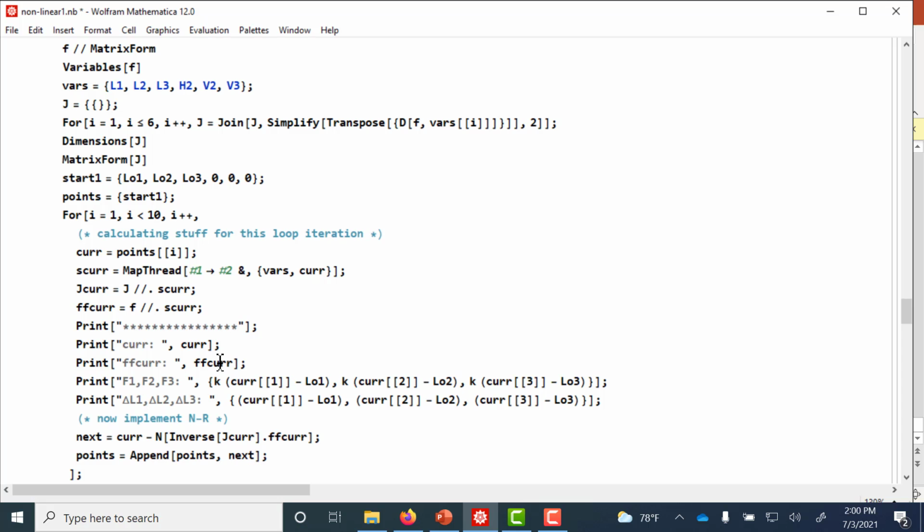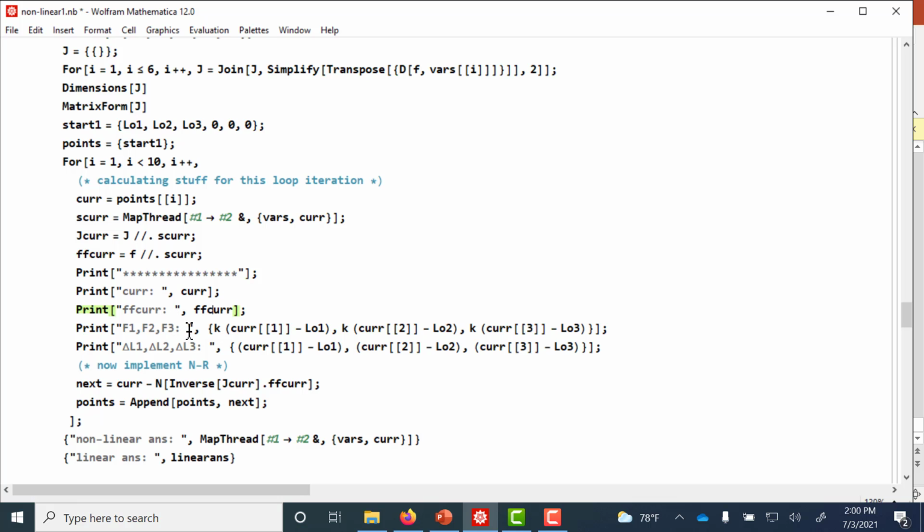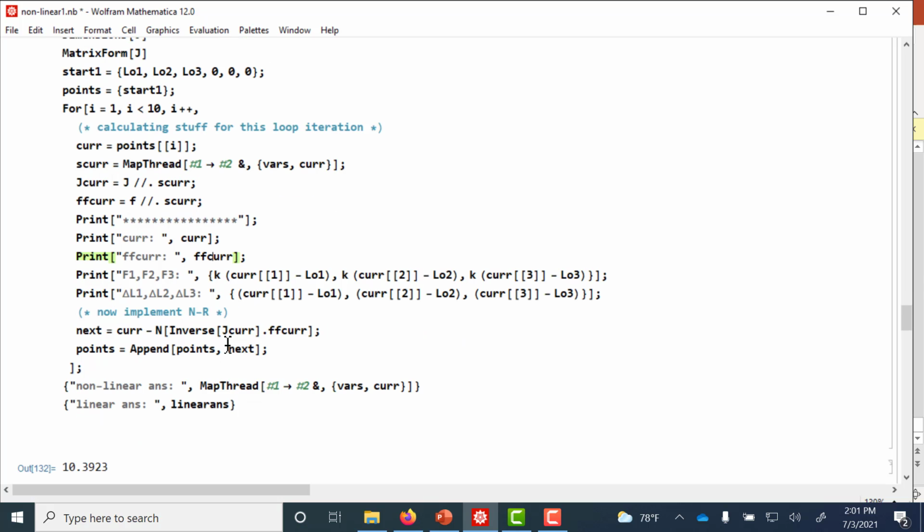I'm going to print out the current functions. That's my current iterate, current functions. And then in the homework, I said, hey, I want to know what the forces are. So I print those out, just like that, in terms of the expressions for force. And I also kind of wanted to print out how the current leg lengths are with respect to the unloadeds. So those would be maybe deltas.